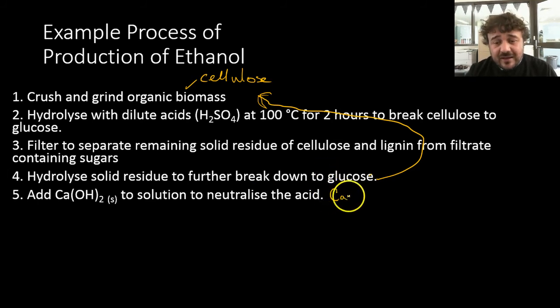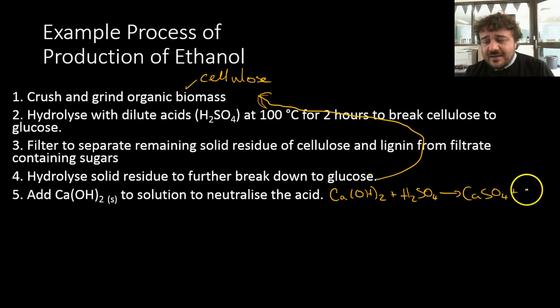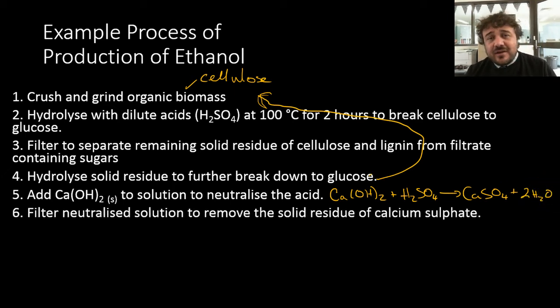So we go calcium hydroxide, which is this, plus the H2SO4, which is in the solution there, gives us calcium sulfate plus 2 waters. And that's a neutral solution. Good thing about calcium sulfate is it's insoluble. Okay, so if we wanted to, we could put a little S there. You need to know these equations to explain it. Because it's solid, we can filter it out.